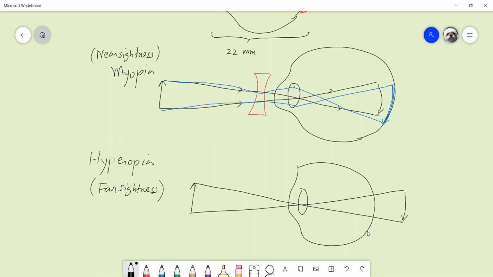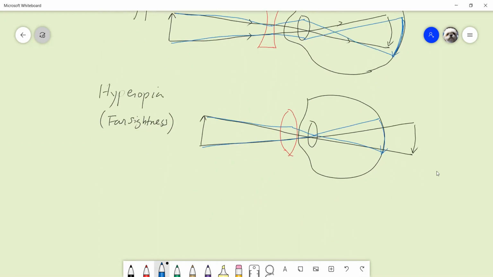Now, how are you going to correct that? Then you're going to put a convex lens in front. So then you're going to change the pathway of the light wave, converge a little bit, such that you want to have your image approximately falling on the retina. Are you with me?